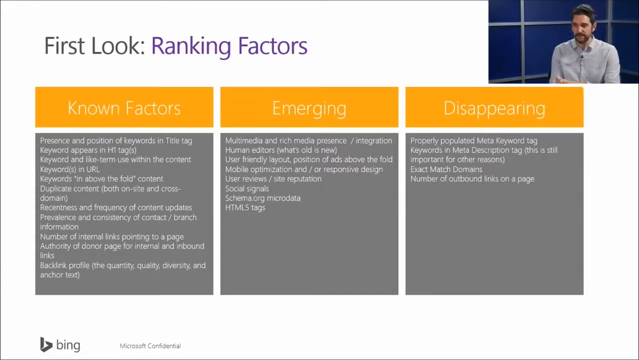So things like ensuring that meta keywords are included in the site code itself, ensuring that Bing is able to see all the keywords associated with that website. That used to be common practice years ago, no longer a real ranking factor today. Some of the things that we know are really strong factors are, again, the presence or position of keywords in the title tag.